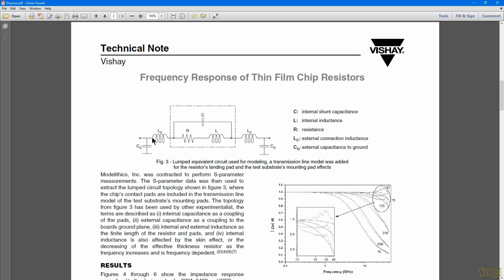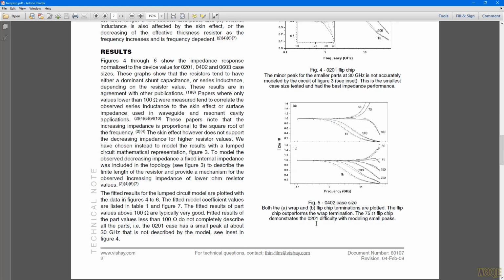The other thing that's kind of interesting is if we go down a little further, we see graphs like this, where we see a 100 ohm resistor having the best response in terms of the ratio of impedance versus resistance. You would hope that would be a value of 1.